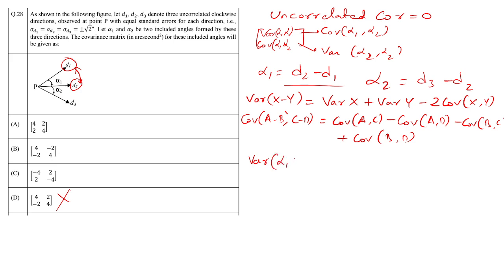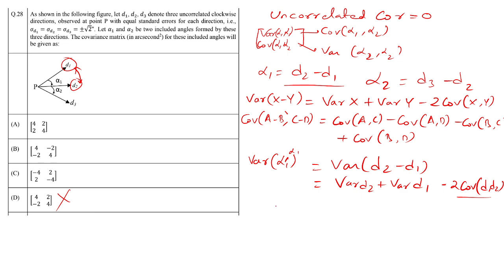So first we'll see variance of alpha 1. That will be equal to variance of d2 minus d1. So this will be equal to variance of d2 plus variance of d1. Anyway, the correlation is 0, so only we are getting this. Otherwise, one more term would have been there, minus 2 covariance of d1 d2.